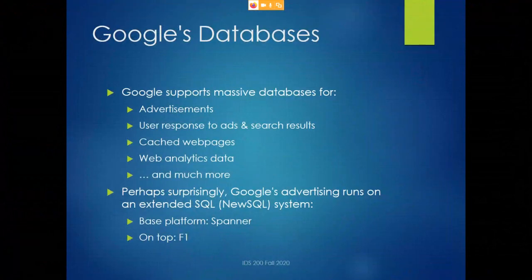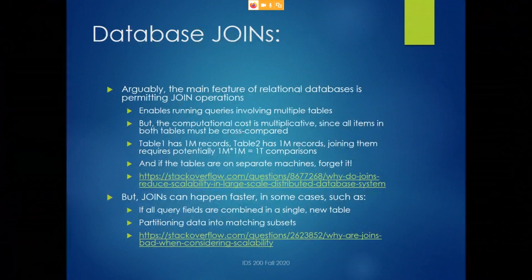It's perhaps surprising considering how big the scale of Google's system is, but Google's advertising runs on what's called extended SQL. So they call it NewSQL. Basically, the syntax is like SQL, but the data is structured in some special ways that allow Google to process certain actions faster. The base platform for Google is one called Spanner. On top of that is F1. That's where Google stores the advertisements.